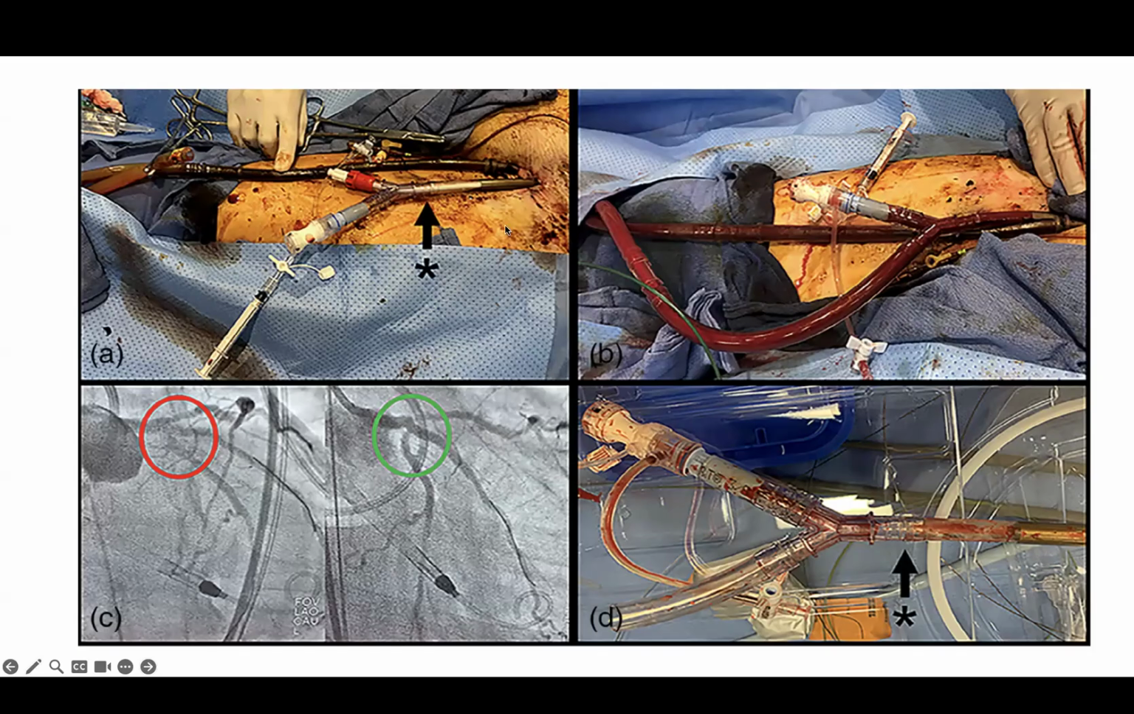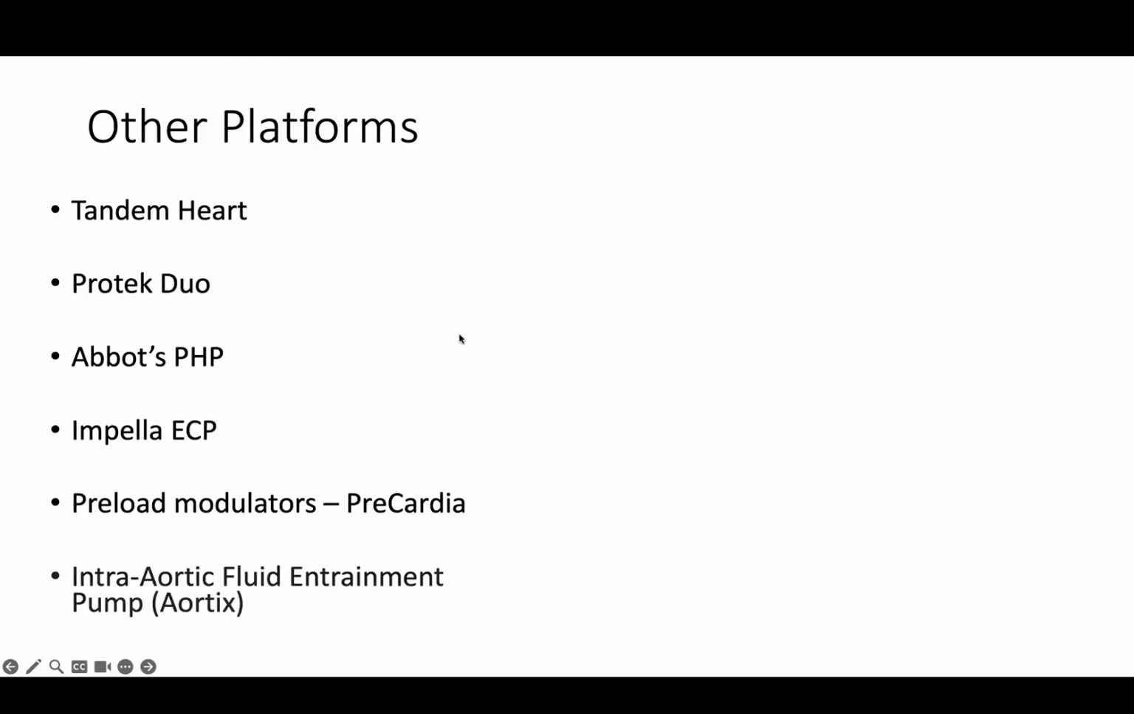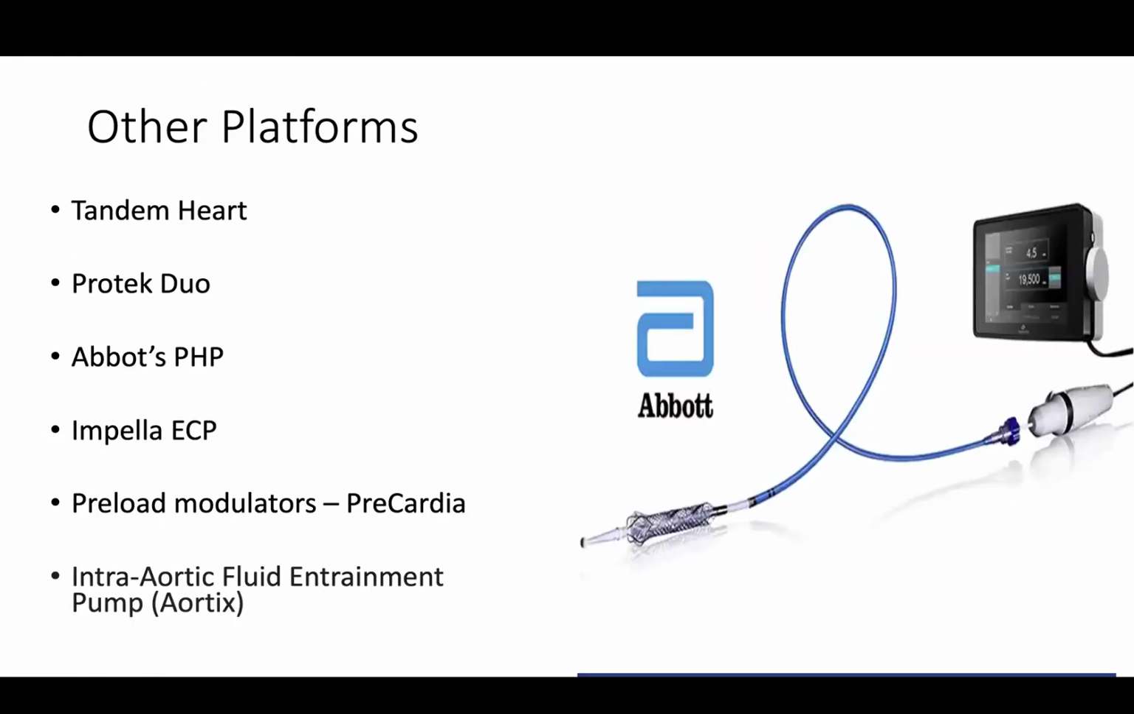ECMO has been around forever, right? And it's been a surgical tool. I think there's some innovation around it where there's a role for interventionalists to know how to deal with these cannulas and help out with these cases. These are other platforms.